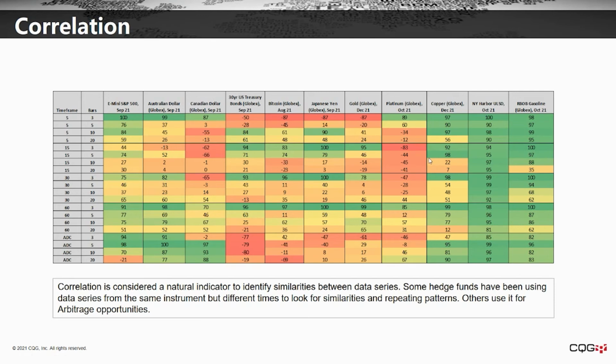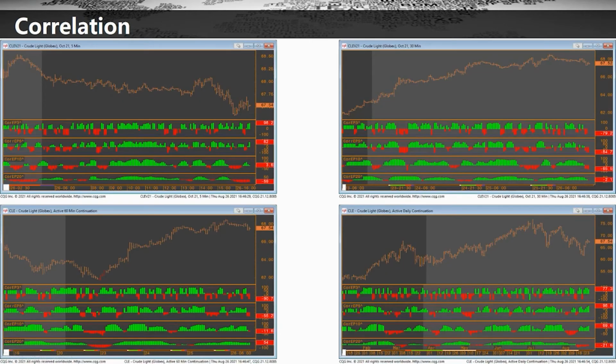But we can also see that there are certain high correlation values between unusual instruments such as crude oil and mini S&P, crude oil and Australian dollar, and crude oil and copper. I've also included other instruments such as Bitcoin and Japanese yen futures to show that the correlation doesn't work everywhere.